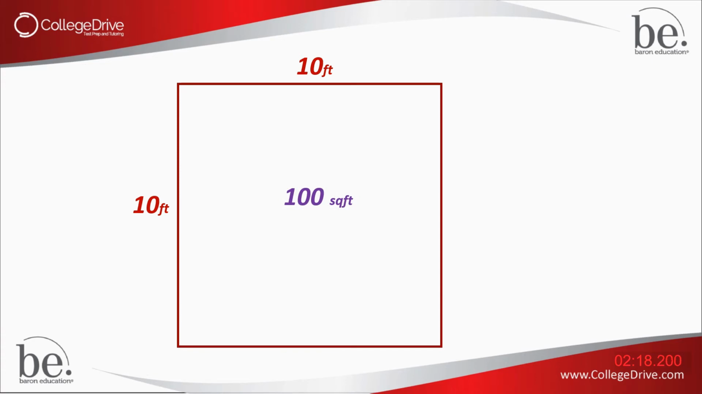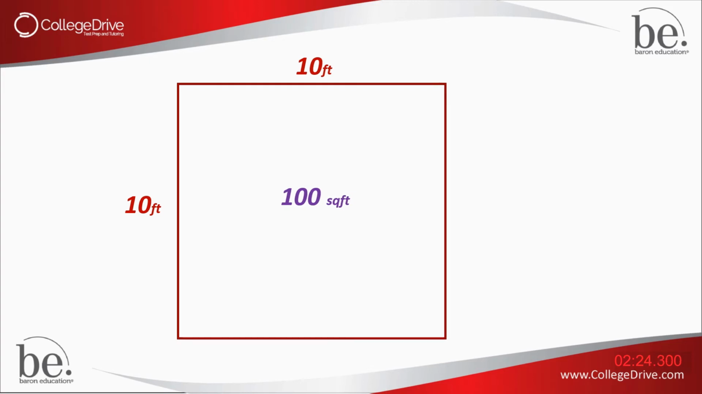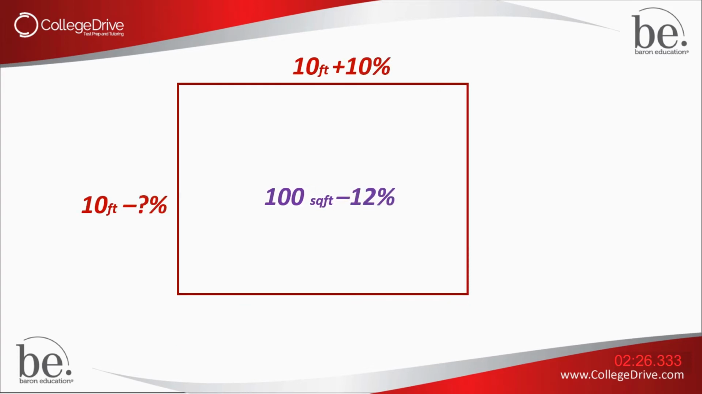Now watch what happens. We've got to increase one side by 10%, so we're going to take it from 10 to 11, but the other side has to decrease by some unknown amount such that the total area is going to decrease by 12%. But by cleverly making our rectangle 10 by 10 and the area 100, decreasing that by 12% takes us to 88. So we need a total area of 88.